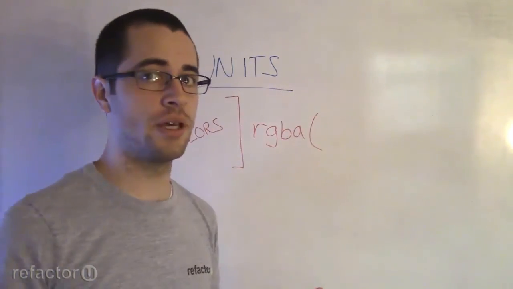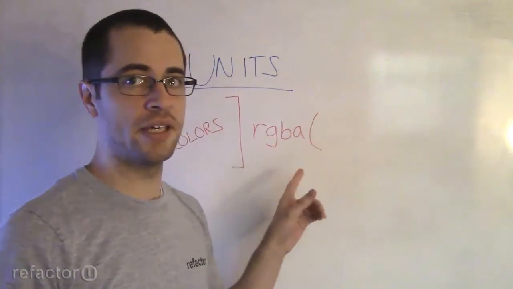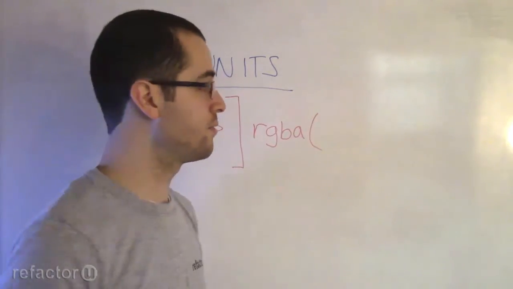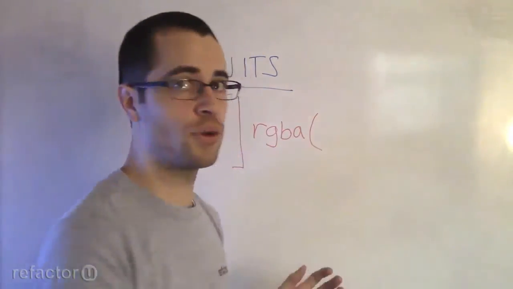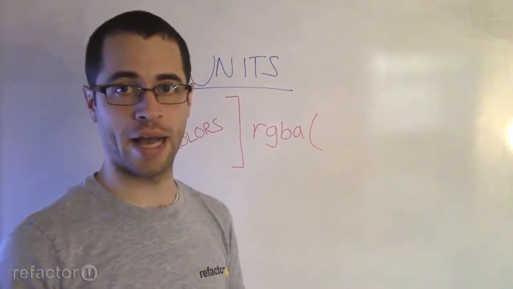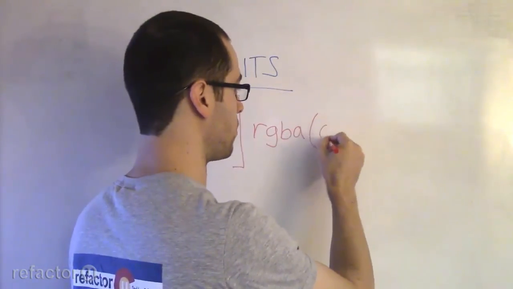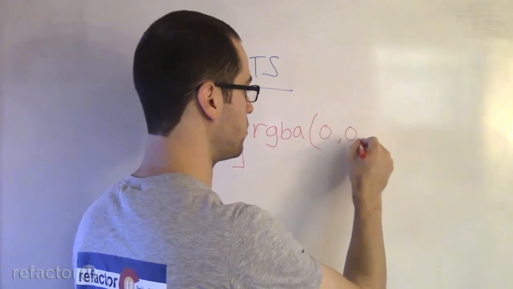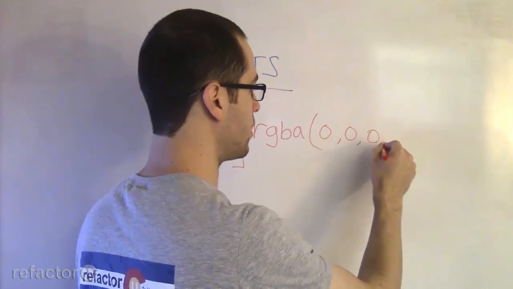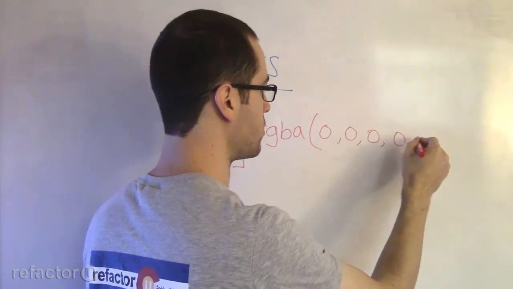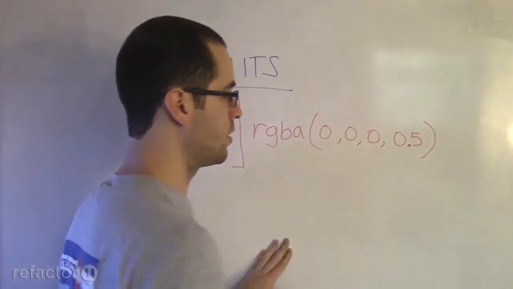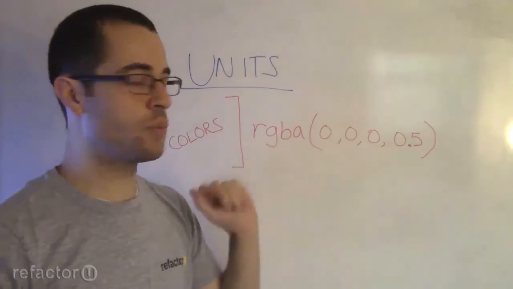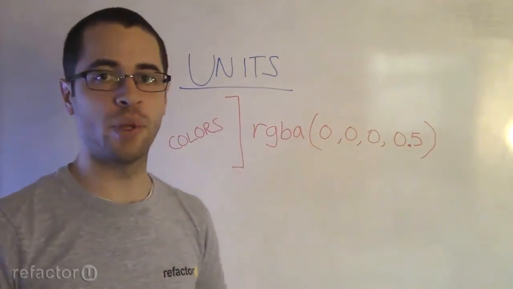So just like RGB, RGBA will take in 0 to 255, while the alpha channel will actually take in a decimal. So if we wanted a semi-transparent black background, we could do 0, 0, 0, 0.5. And this would give us a 50% opaque black background.